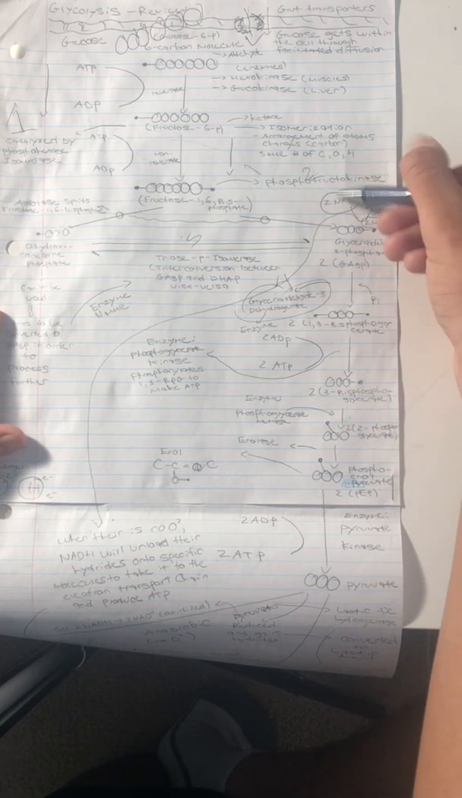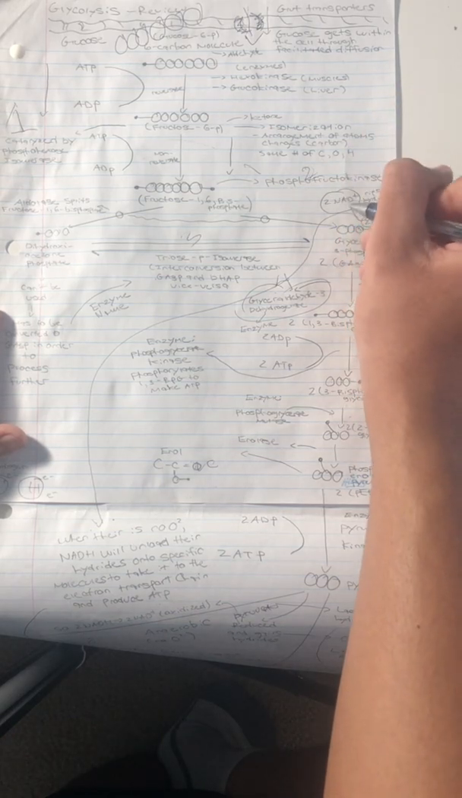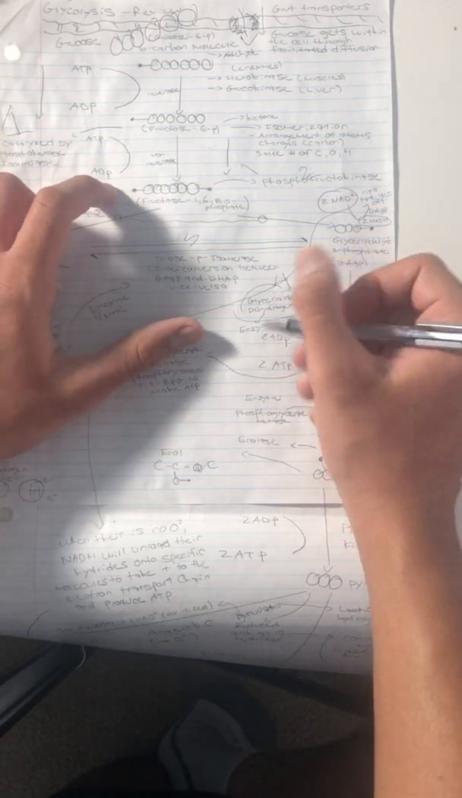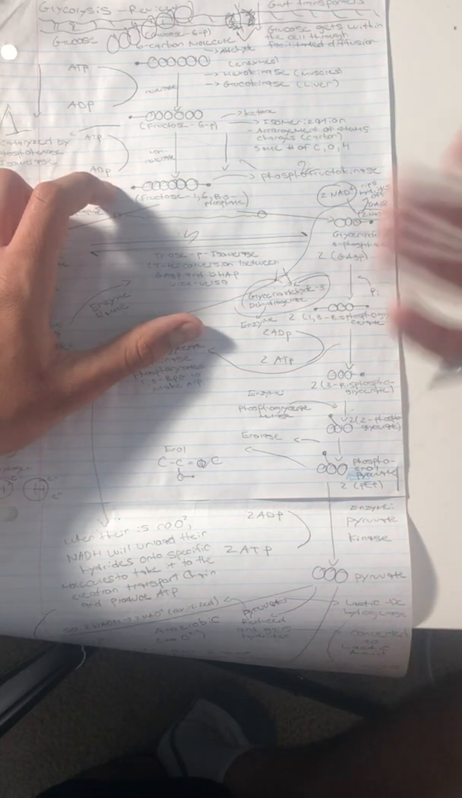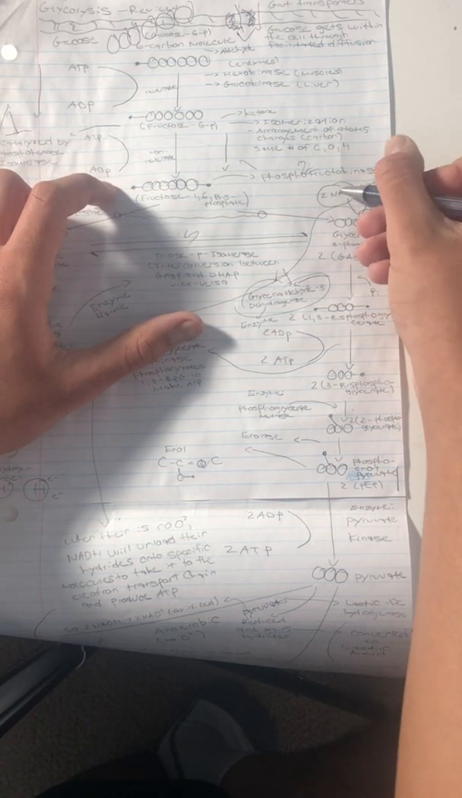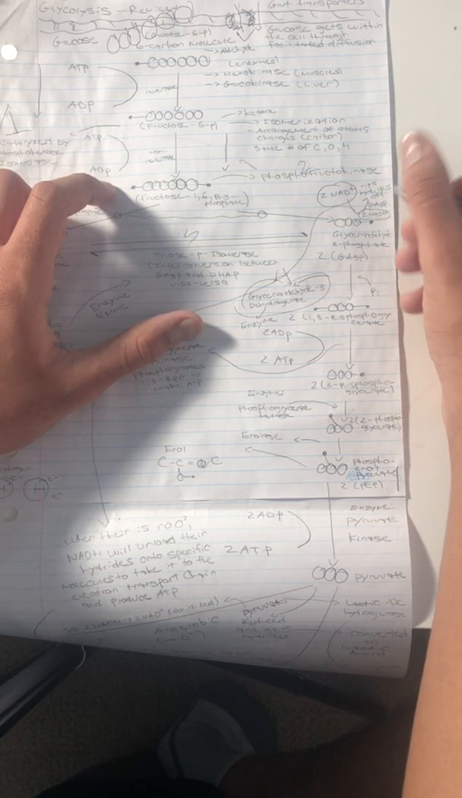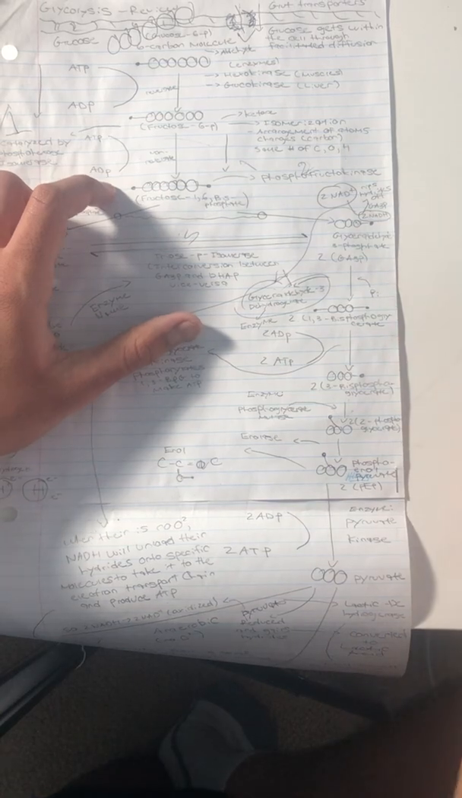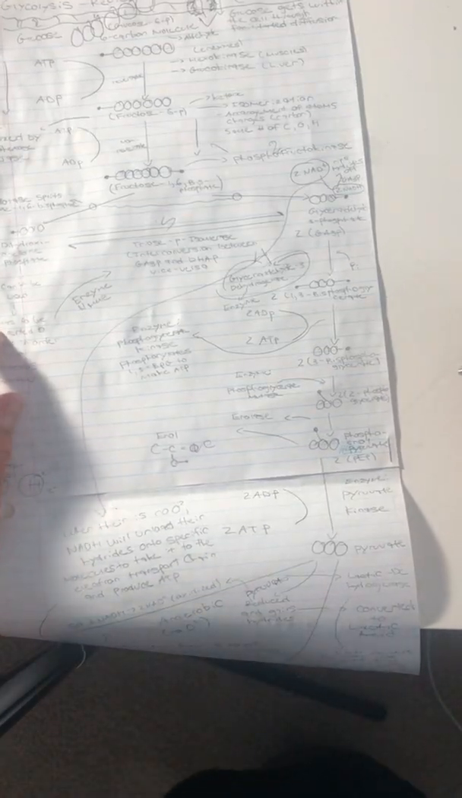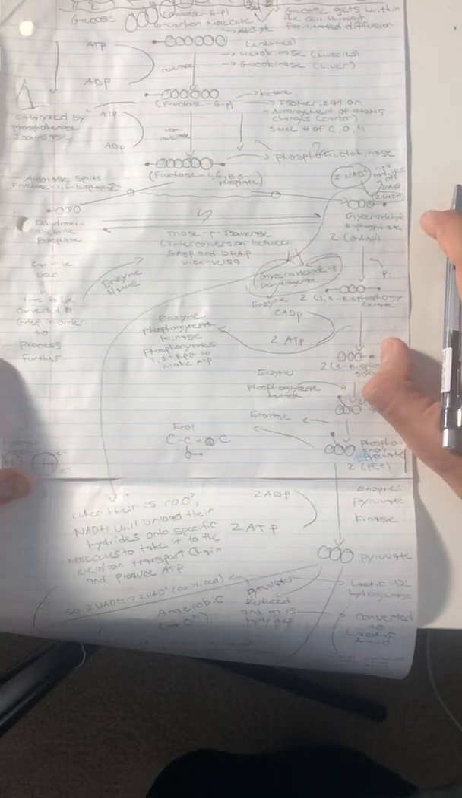electron carriers, these two NAD pluses, to be reduced. Remember what we said, guys. Reduced means they are getting attached with electrons. So these two NAD pluses are getting reduced with hydrogens and they make two NADHs. These two NADHs are electron carriers that are ready to go to the electron transport chain. However, they cannot yet because a process still has to occur.